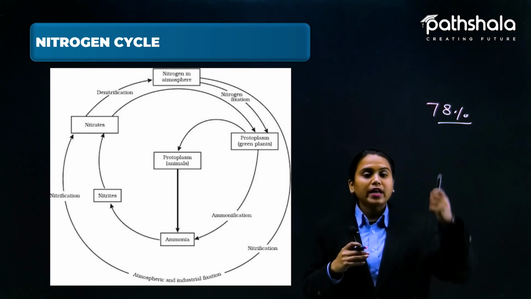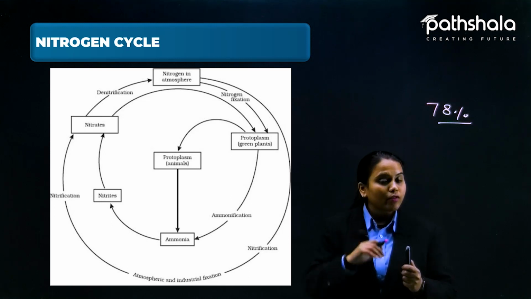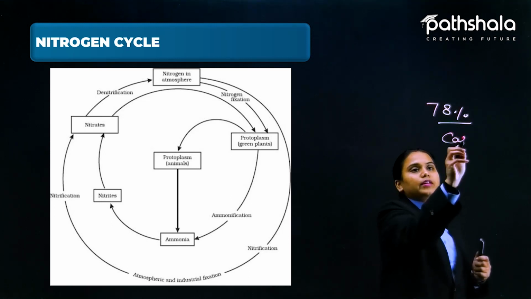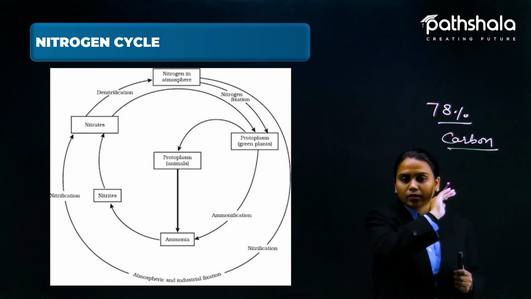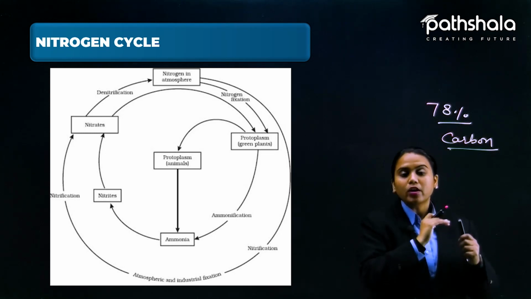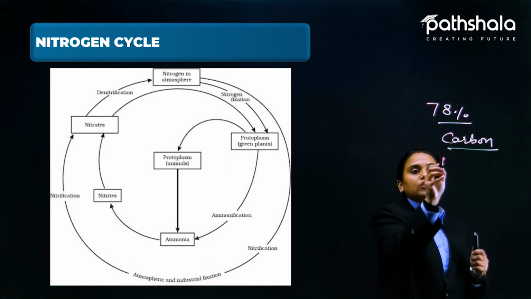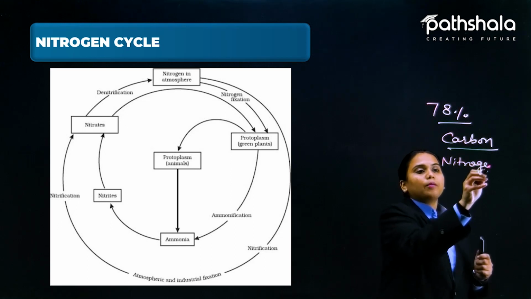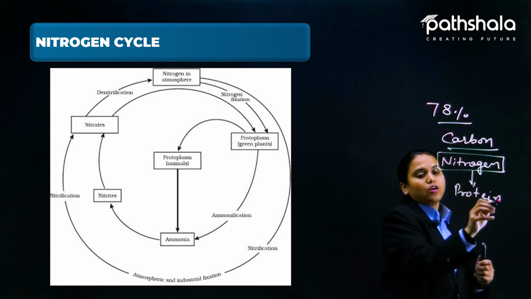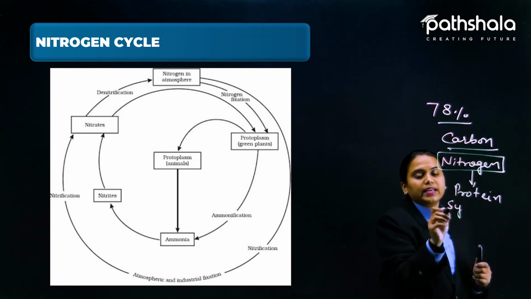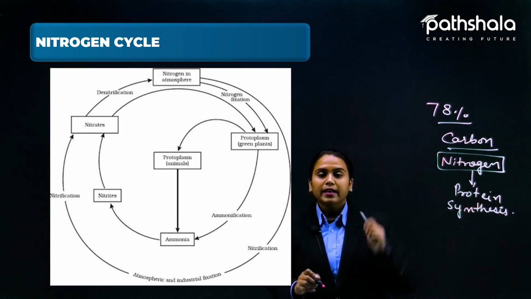How? Because you know that 78% is here, so we can say directly or indirectly it is going to be a part of our body. Now I have told you that carbon is very important for our body. In the same manner, every living organism that is present on this planet is made up of carbon, that again is also made up of nitrogen. How come? Because it is a very important part for protein synthesis. Okay, without nitrogen, protein is not going to be present. So protein synthesis happens with the nitrogen only.